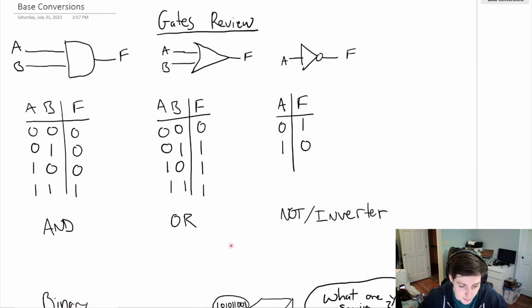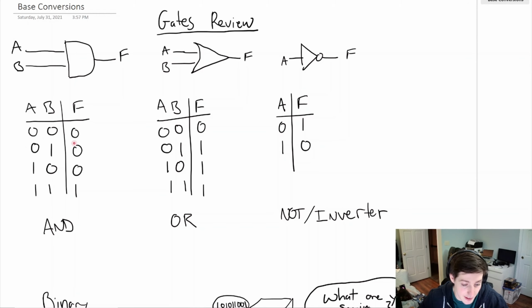On the left of each of these gates, we have inputs A and B, or in the case of the inverter, just A. And on the output, that is where we have F. Now we can look at all the possible combinations for the inputs A and B. So for the AND gate, we'd have 0 0, 0 1, 1 0, 1 1, where 0 corresponds to a low-level logic and 1 corresponds to a high-level logic.